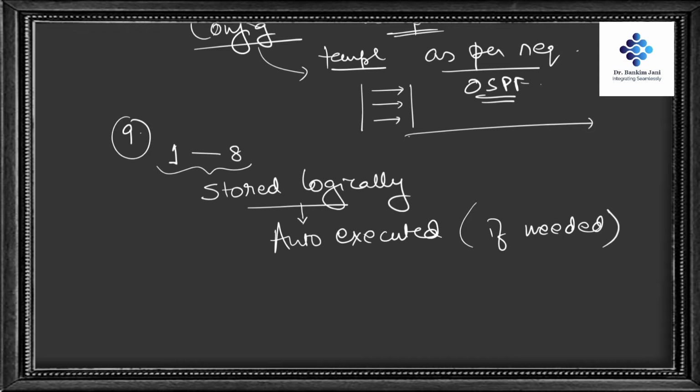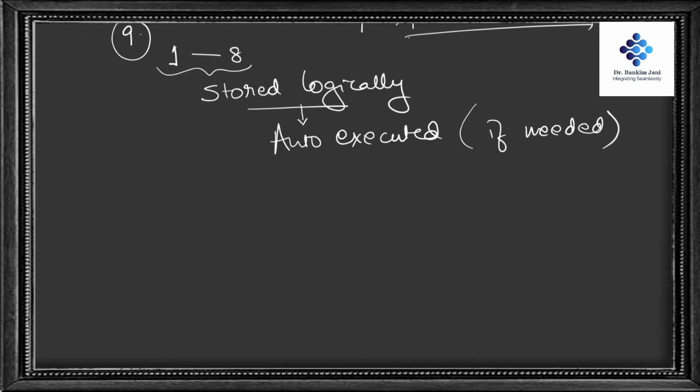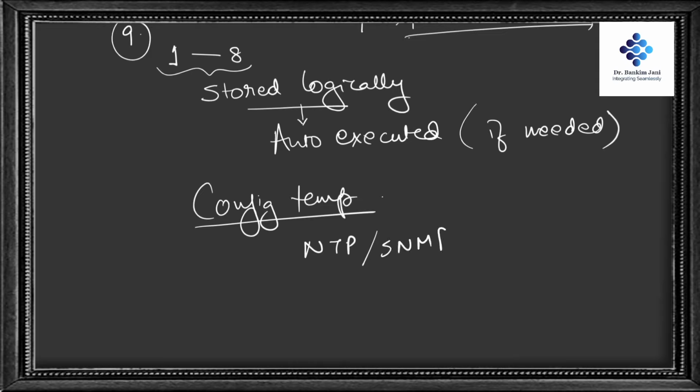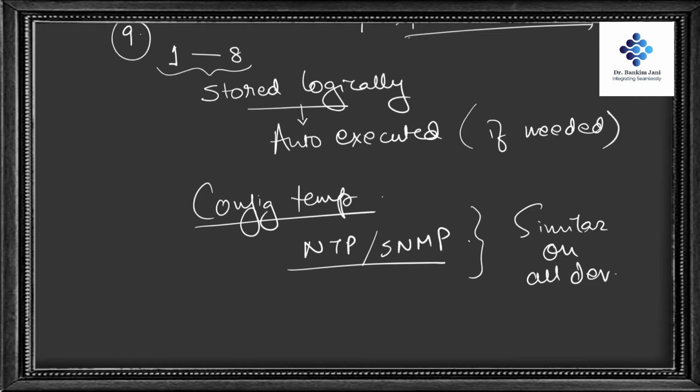Many times it happens that when we configure certain routers, the configuration is almost the same. We really see that in the case of configuration templates. For example, when we are configuring NTP or SNMP, when we are defining the master and everything, this configuration is very similar on every device, on all devices.